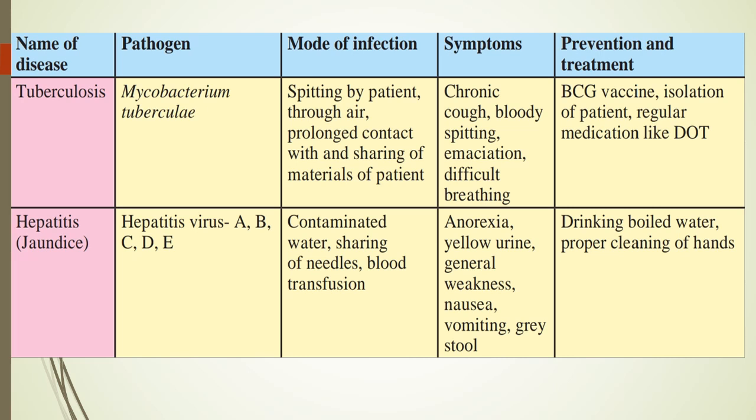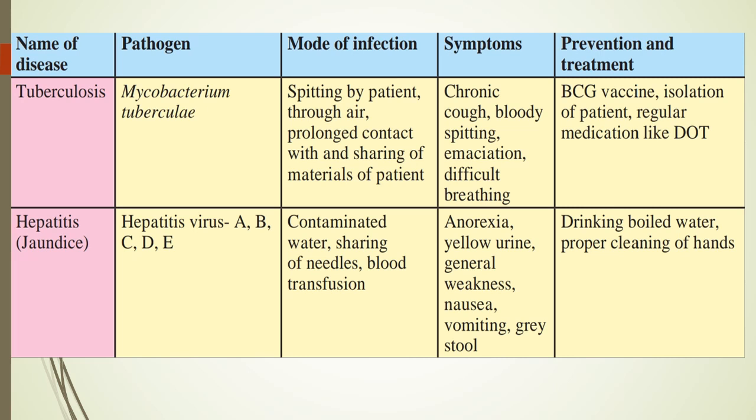Symptoms we have chronic cough. Earlier I told you the meaning of chronic. Chronic means long term, so chronic cough means a person suffering from cough for a longer period of time. Bloody spitting, emaciation. Emaciation means becoming excessively thin. Difficult breathing. Prevention and treatment: BCG vaccine, isolation of the patient, regular medication like DOT. DOT means directly observed treatment.